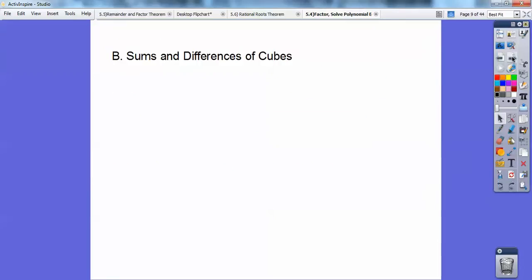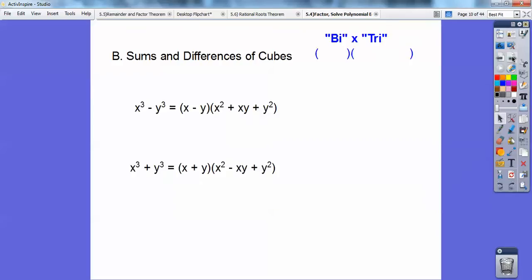Now, sums and differences of cubes, you guys. You've got your cubes happening here, and what happens is they give you a binomial times a trinomial. As long as you can recognize you have cubes going on right here, this is the cube root of those guys right here.